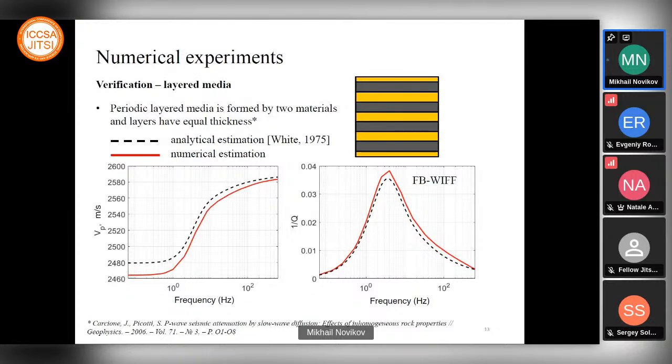In this case, we can compare the obtained numerical estimation shown at the two figures for velocity and inverse quality factor by a red line. We can compare it with a dashed line presenting analytical estimation of these values. And as a result, we can see a good agreement with relative errors of about percents, as you can see.